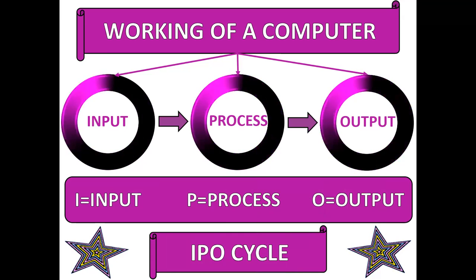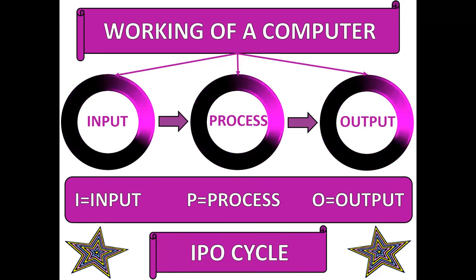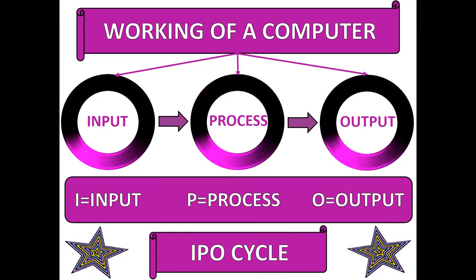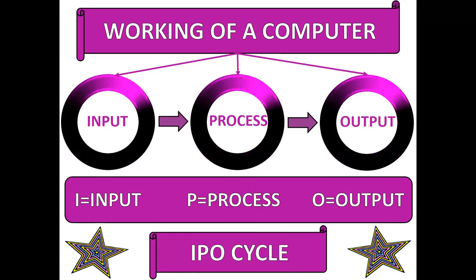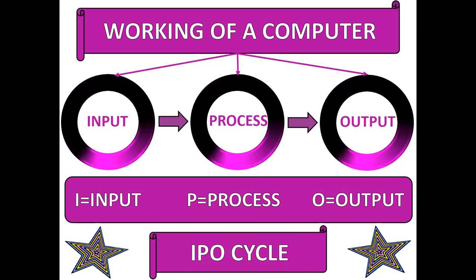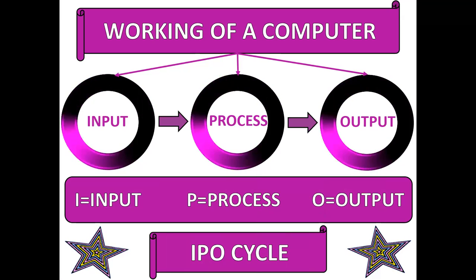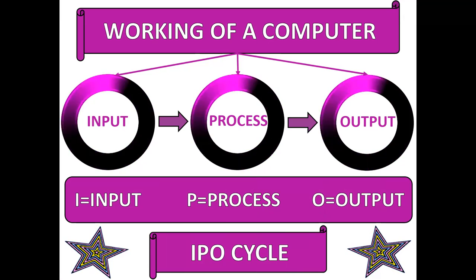Input is a way of communication with a computer. We enter data and instructions into the computer as input. Process means working on the data according to the given instructions. Output is the final result or information.